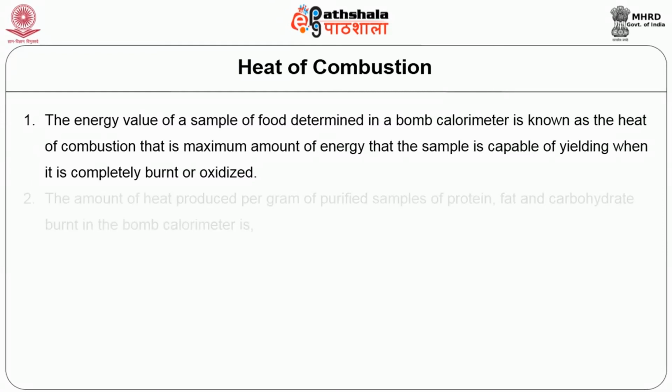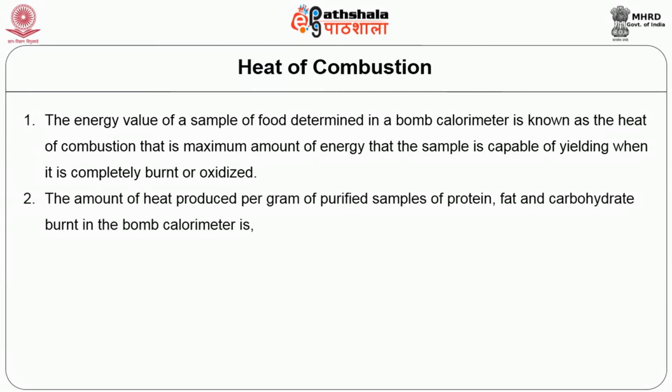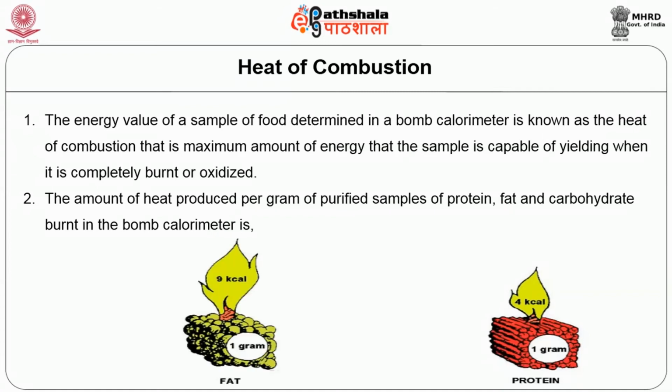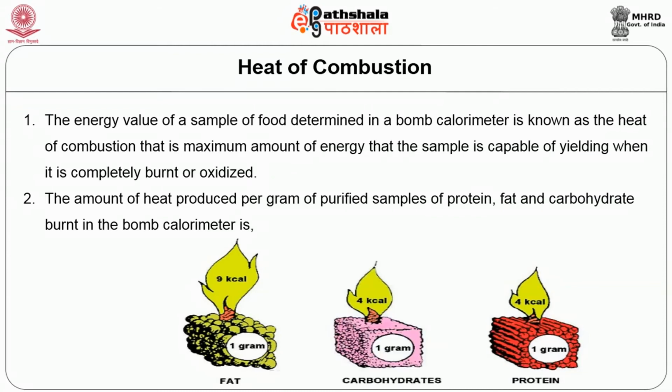The amount of heat produced per gram of purified sample of protein, fat and carbohydrate burned in the bomb calorimeter is: 1 gram of protein produces 5.65 kilocalories, 1 gram of fat produces 9.45 kilocalories and 1 gram of carbohydrate produces 4.1 kilocalories.